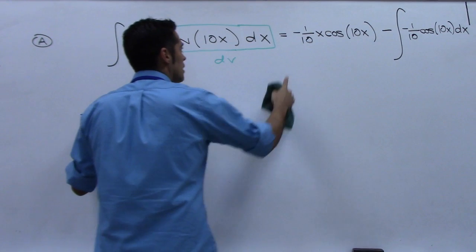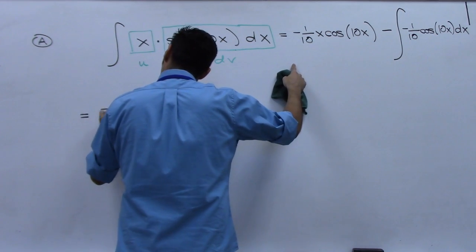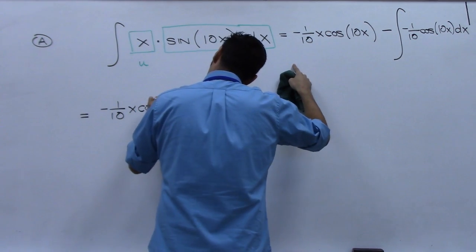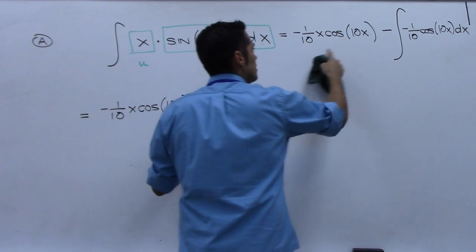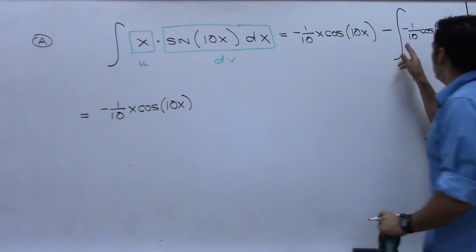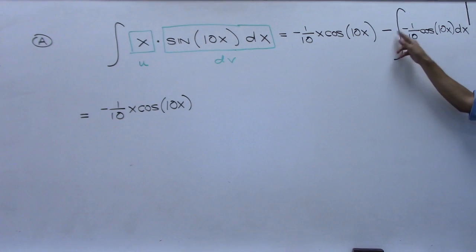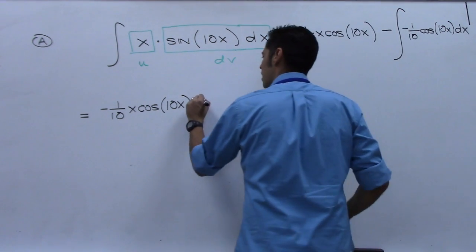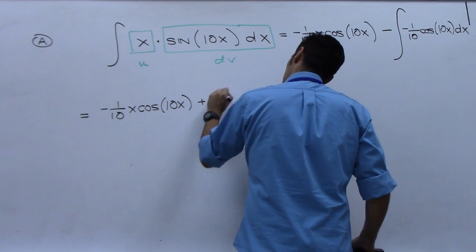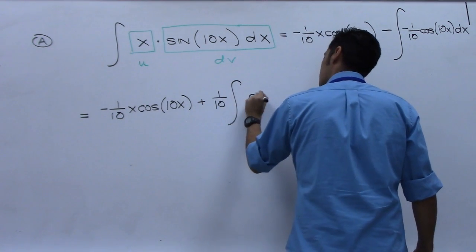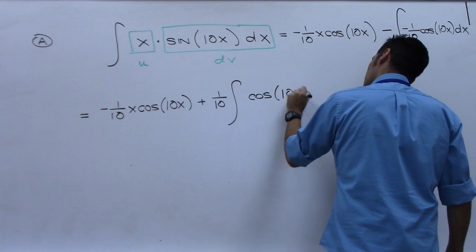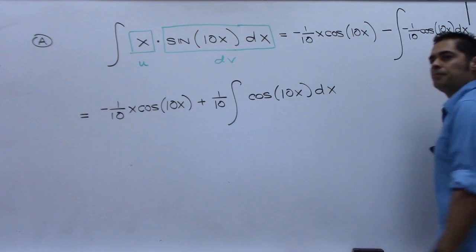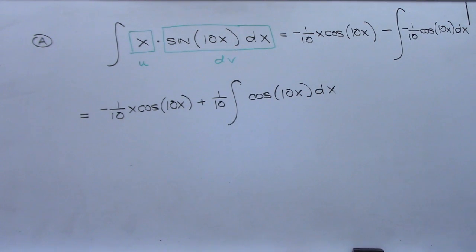So we have negative 1/10 x cosine 10x. That's this. Now, what do you want to do with this minus, negative, minus? Bring it out as what? Positive 1/10? And I'm still not going to integrate yet. I'm just going to leave this like this. We good? Have not done any integration yet. Just kind of cleaned up the inside.